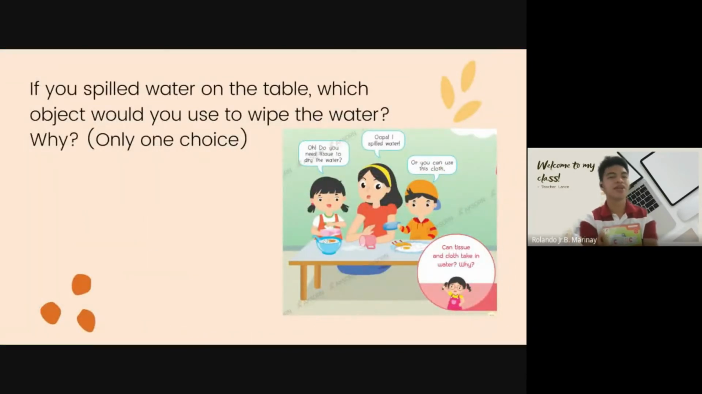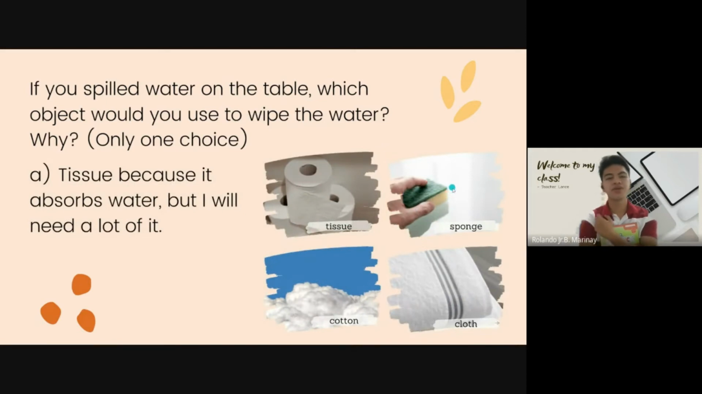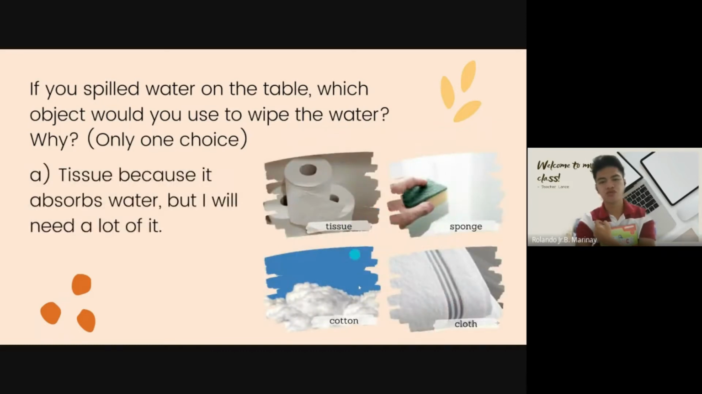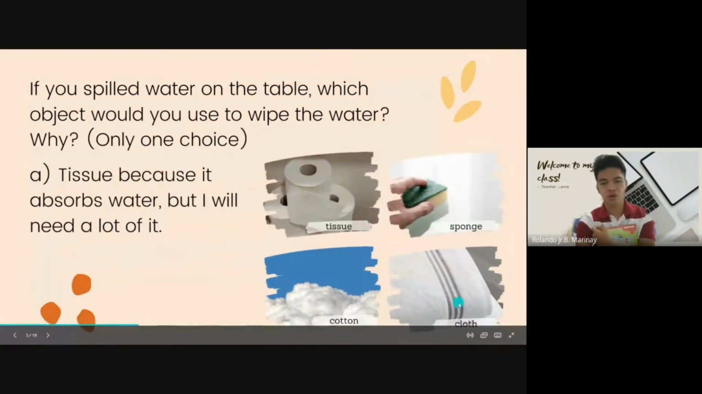For example, if you spilled water on the table, which object would you use to wipe the water? Say you are eating, and then suddenly one of you spilled the water. For example, Sharif spilled the water. So what is he going to get to wipe the water? We're going to pick from tissue, cotton, sponge, or cloth. What are you going to take?